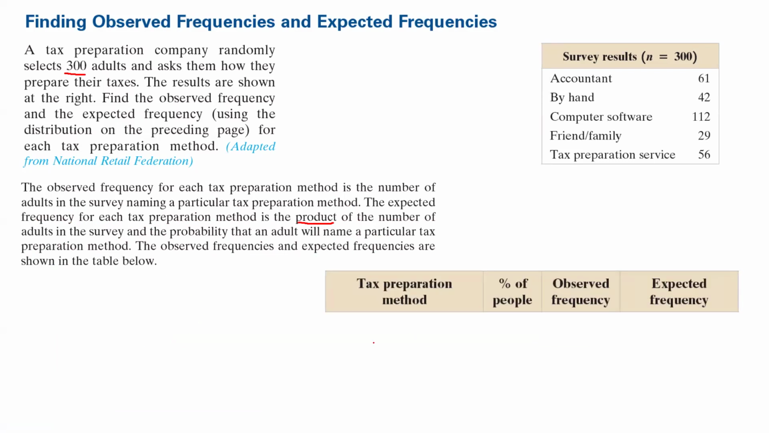So your first column is tax preparation. The second column is the percent of people. The third column is observed frequency. And the last column is expected frequency. Accountant, remember from the previous page, it counts 24%. From this survey, you have 61, which is the observed frequency. So the expected frequency is 300 times 24%. Again, these percentages are from the previous page.